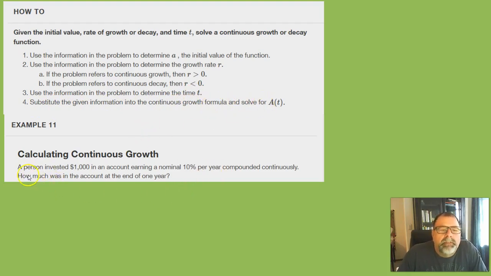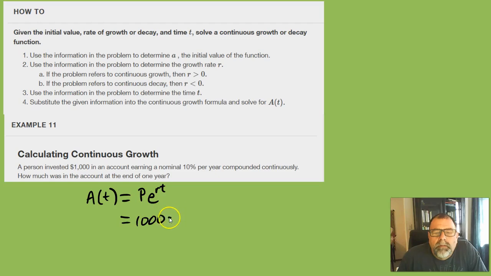So let's look at this example 11. A person invested $1,000 in an account, earning a nominal 10% per year compounded continuously. How much was in the account at the end of 1 year? So A of t, we're going to do the P-E-R-T one because it's money. I mean, it doesn't really matter. You can still call that A, same thing. So the initial amount is the A or the P, principal.